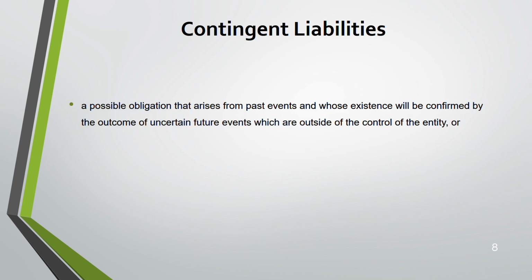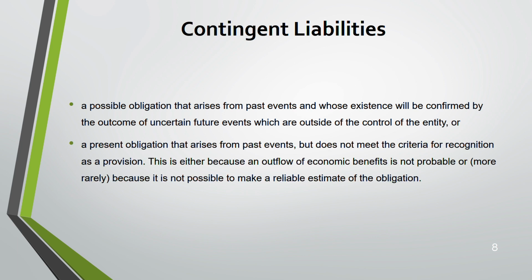How are contingent liabilities different from provisions? Here there's a possible obligation that arises from a past event and whose existence will be confirmed by some future event. The obligation part is the same as provision, but it is something beyond the control of the entity. The second condition is a present obligation that also arises from a past event, but it does not meet the criteria for recognition as a provision.